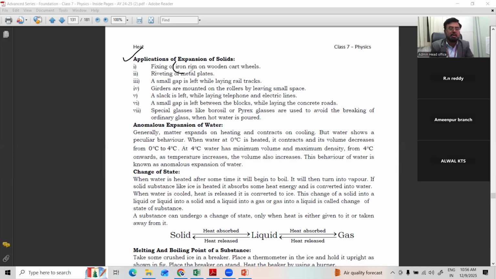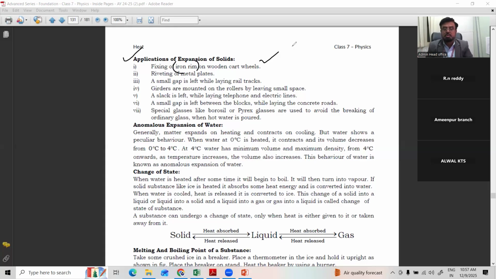Fixing of an iron rim on a wooden cart wheel. Wonderful to see. If you look closely at a wooden cart, a bullock cart or horse cart, the outside frame of the wooden wheel is made of iron. How is it fixed? I need you to understand. Why is the wooden wheel framed with iron? To avoid friction. You cannot run at that much speed with a wooden wheel, so the wooden wheel is completely framed by iron.